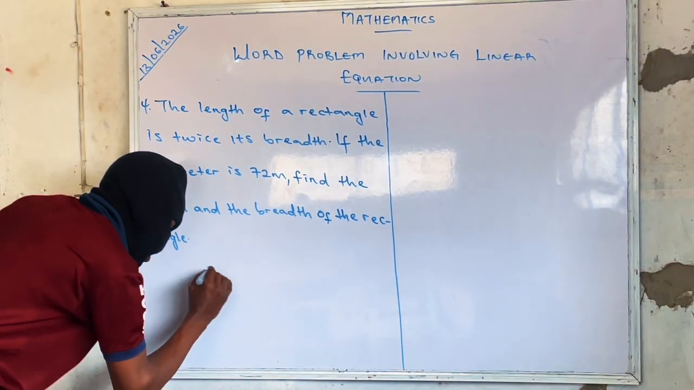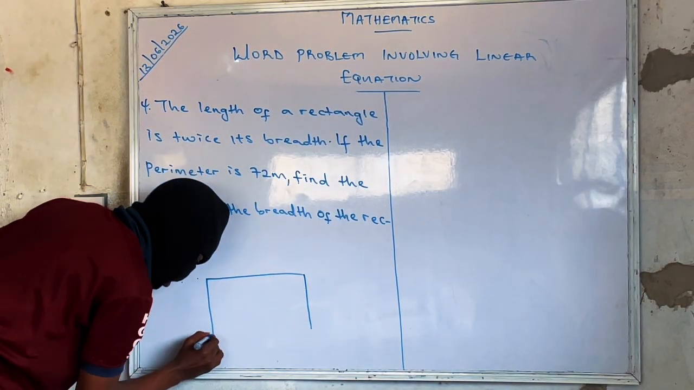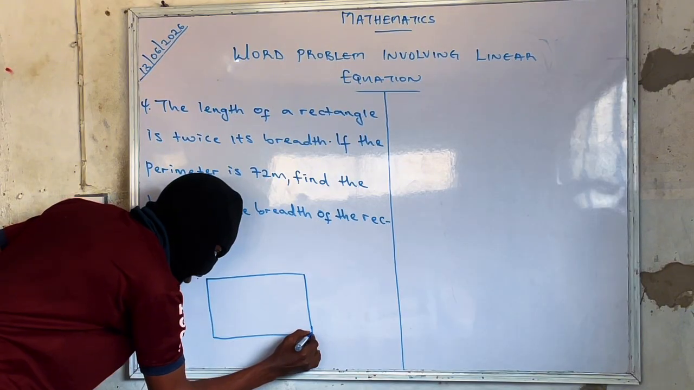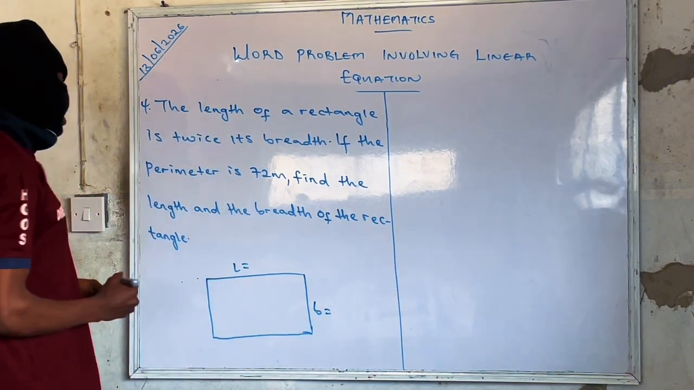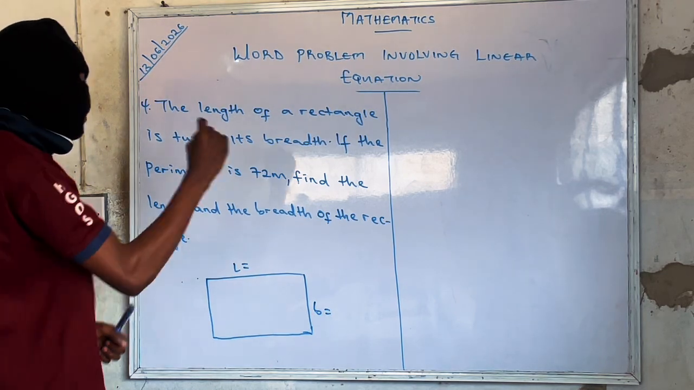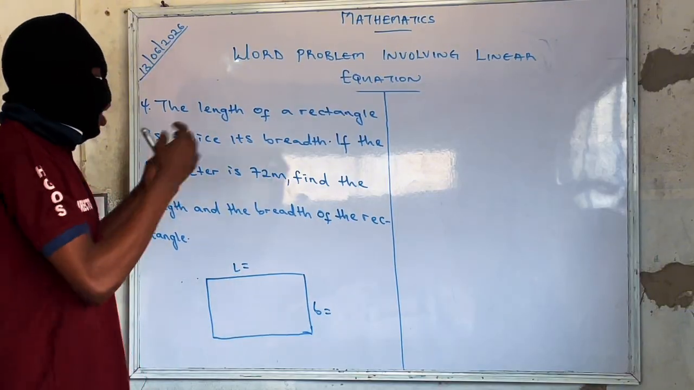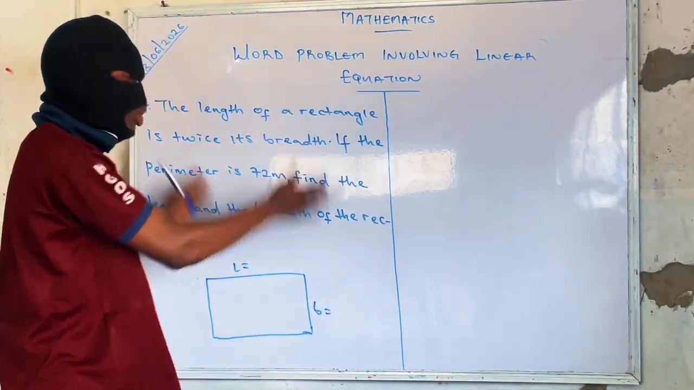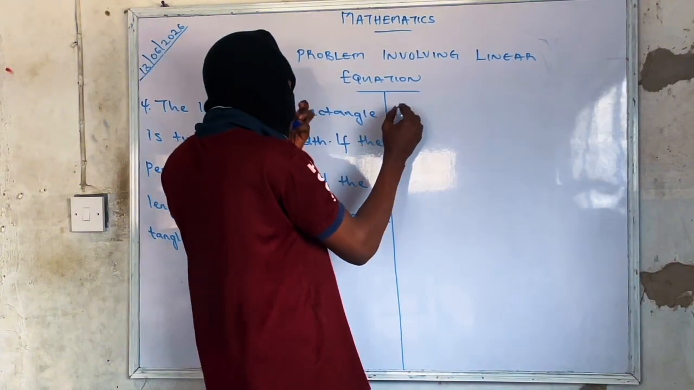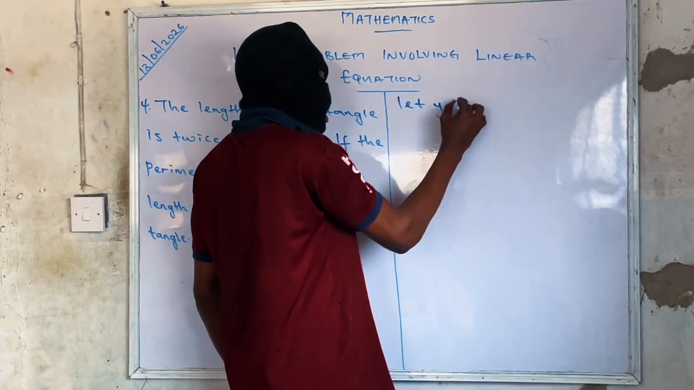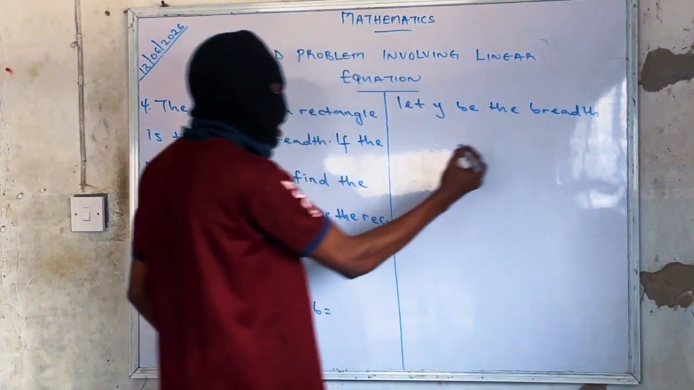Firstly, we have our rectangle. Don't mind my drawing. These are the rectangle. This is your length. This is your breadth. The length of a rectangle is twice its breadth. We don't know the breadth. For us to get the length, we have to look for the breadth in this question. Let's use a letter to represent its breadth. Let y be the breadth.